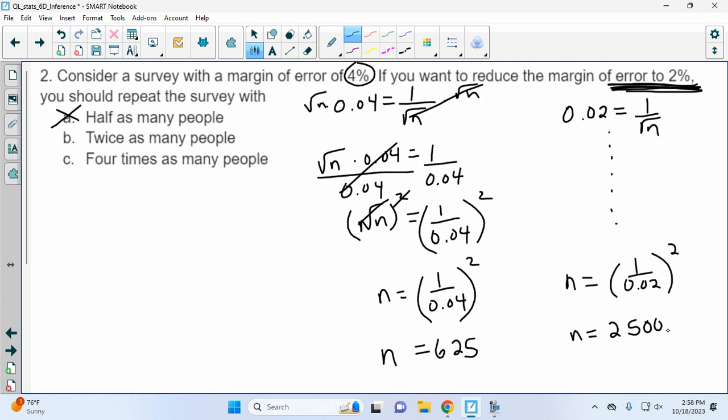Which happens to be, 2,500 is equal to 4 times 625. And so the answer is 4 times, or quadruple. So if you want to halve the margin of error, you must quadruple the sample size.